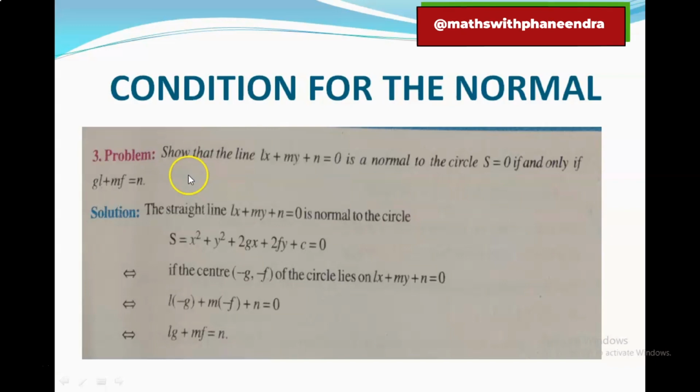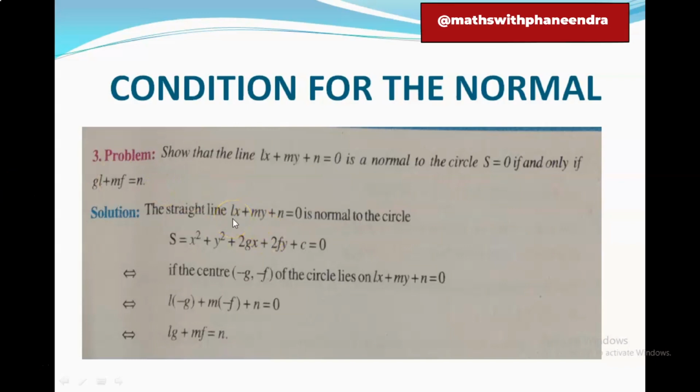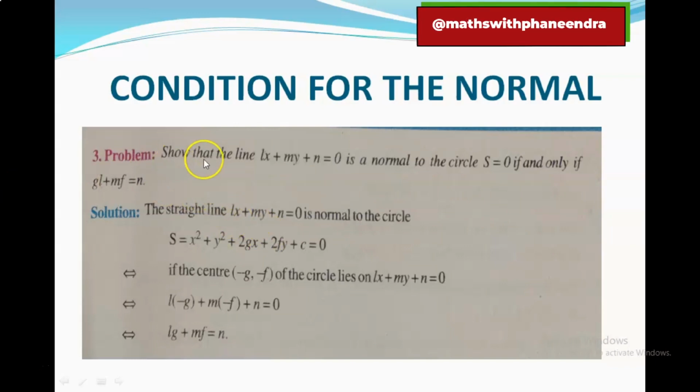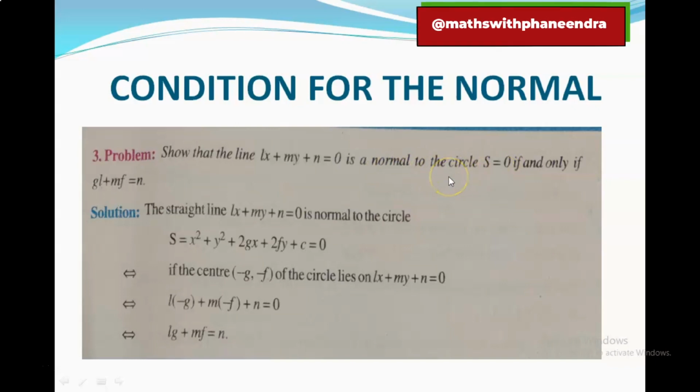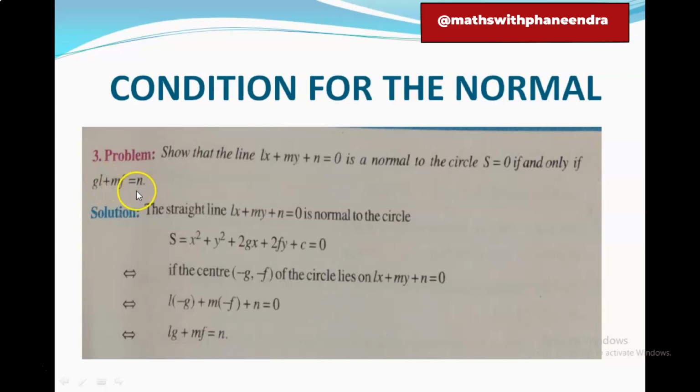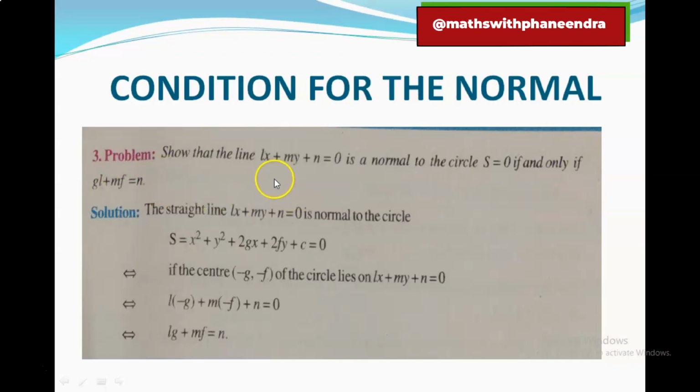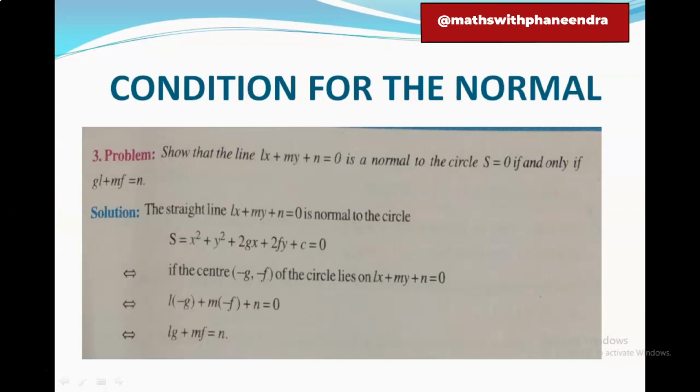Condition for the normal. This is a very important example problem, and it is asked in the board model paper at the back side of your textbook. So show that the line Lx plus My plus N is equal to 0 is a normal to the circle S is equal to 0. The meaning of S is equal to 0 means what? General equation of circle. If and only if Lg plus Mf is equal to N, this line is a normal to the circle. If and only if, we have to prove that Lg plus Mf is equal to N.